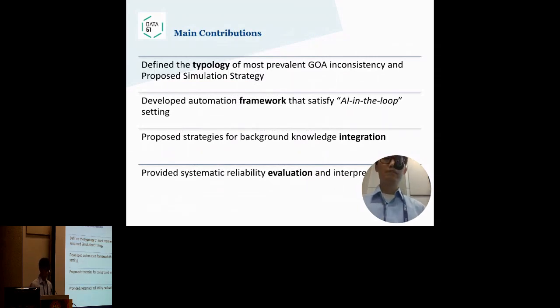So in summary, in this paper, we made 4 key contributions. We defined the typology of the 4 most prevalent types of GO annotation inconsistency, and also proposed corresponding simulation strategies for these inconsistencies. We developed an automatic framework that can satisfy an AI-in-the-loop application setting. We proposed strategies to integrate external relevant biological background knowledge to further improve the detection of inconsistency. And lastly, we provide a systematic evaluation and interpretation of our implementation.